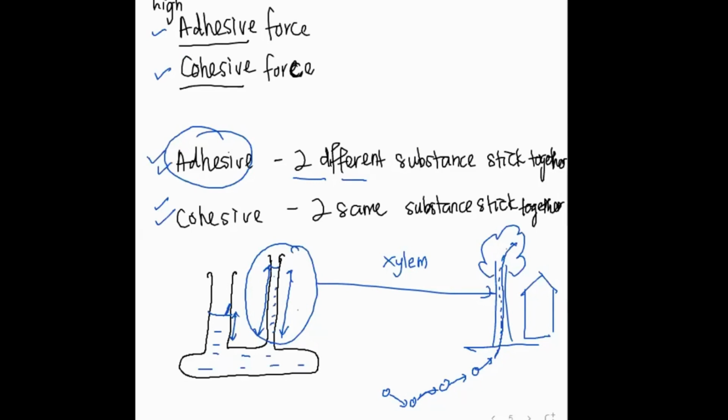You know that adhesive is the attraction between water and the xylem wall. Okay, it is a different thing. Two different things stick together. And then cohesive is between water and water, attraction between water and water. So both of these forces are very strong. That is where they allow water to be transported from the root up to the leaves. Okay, so that is the third characteristic that I want to explain to all of you.